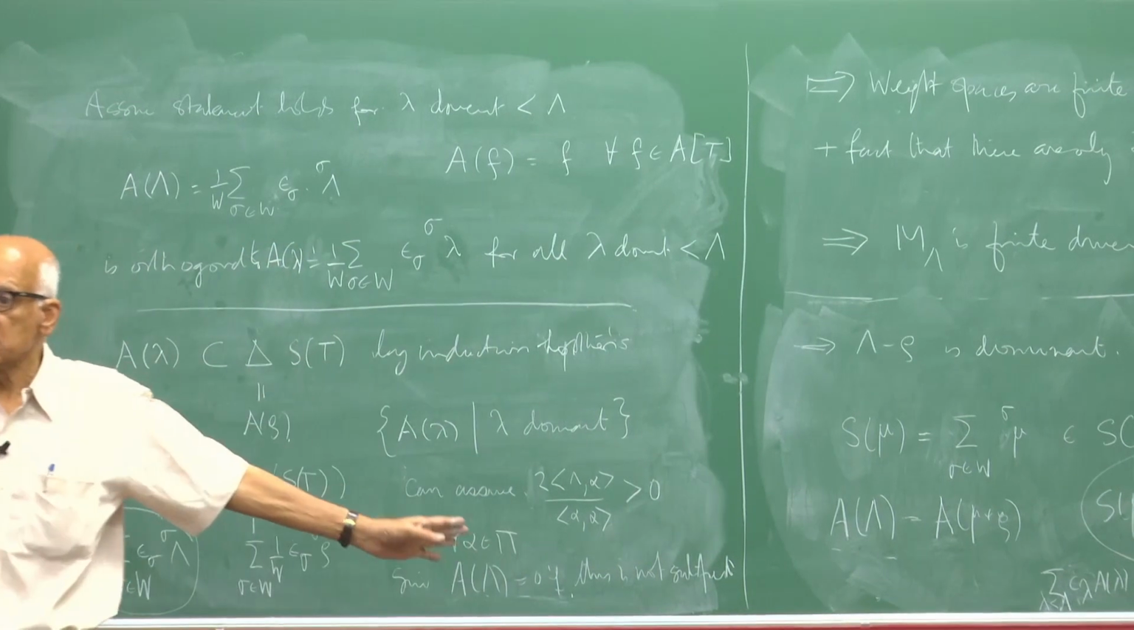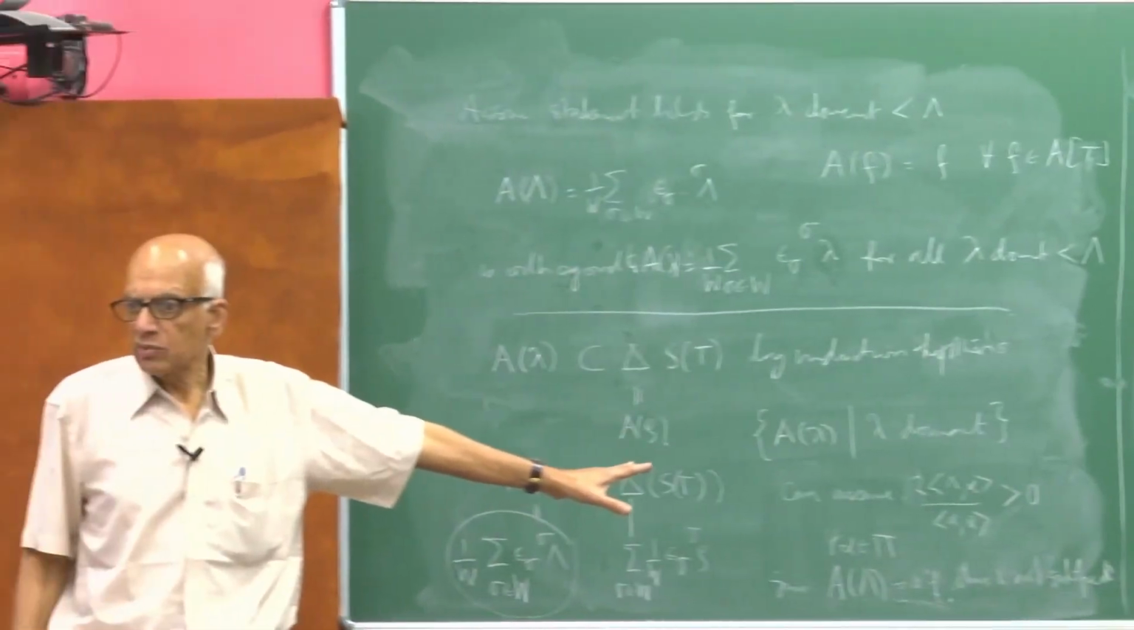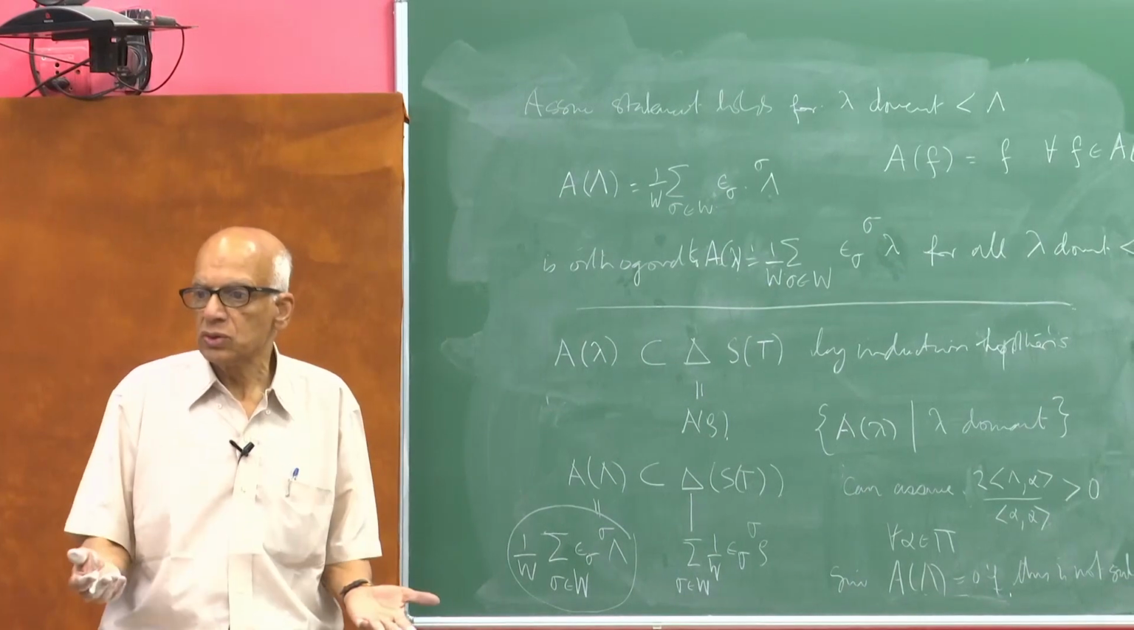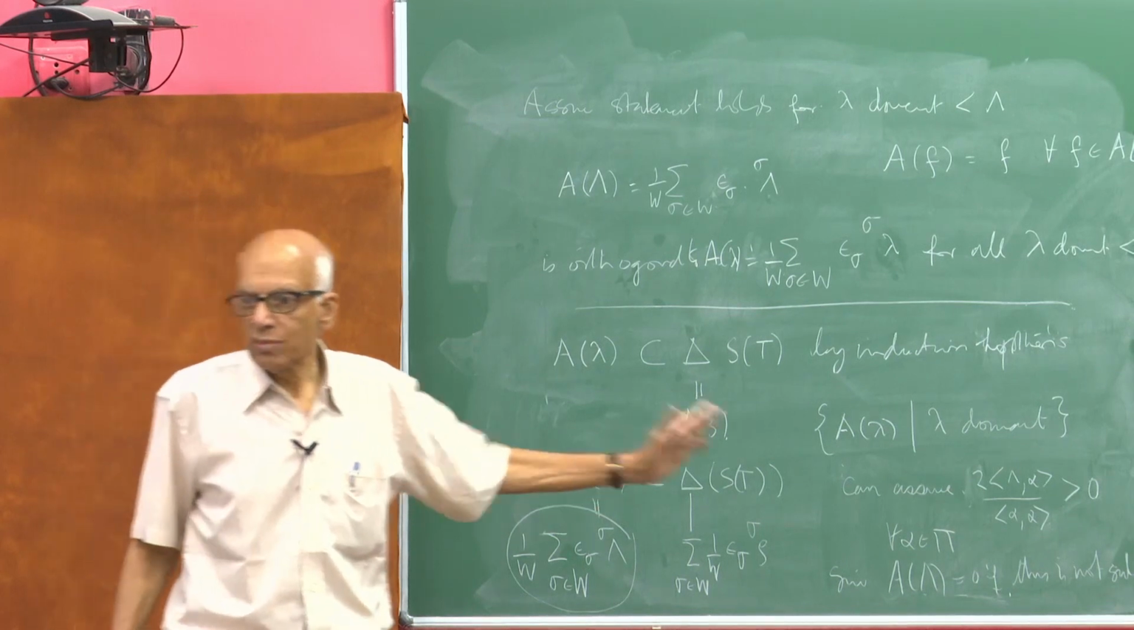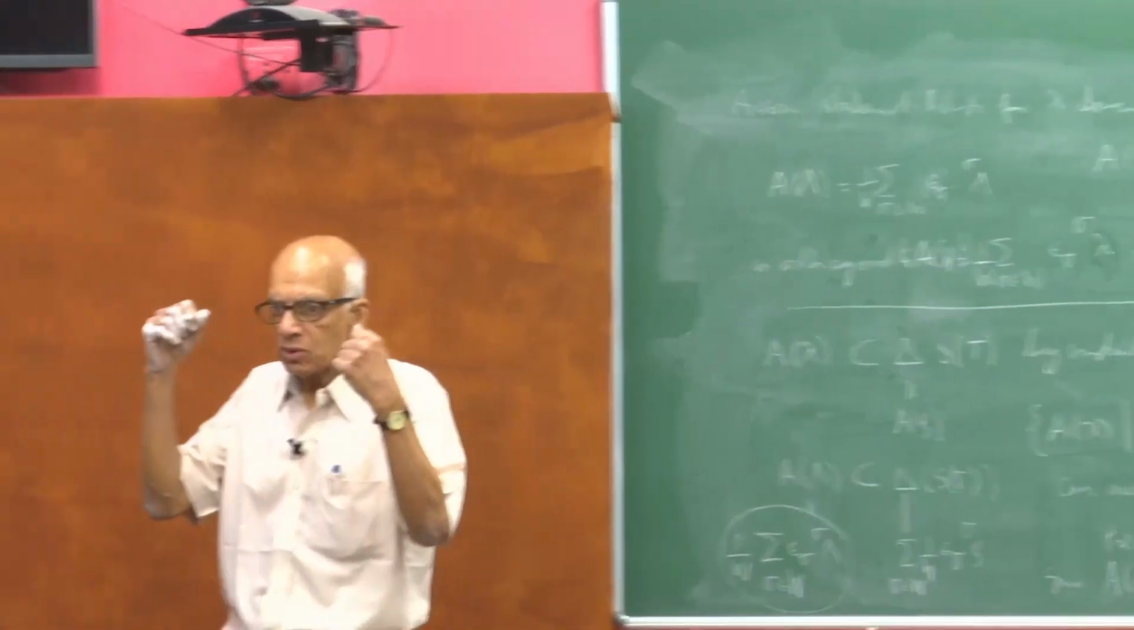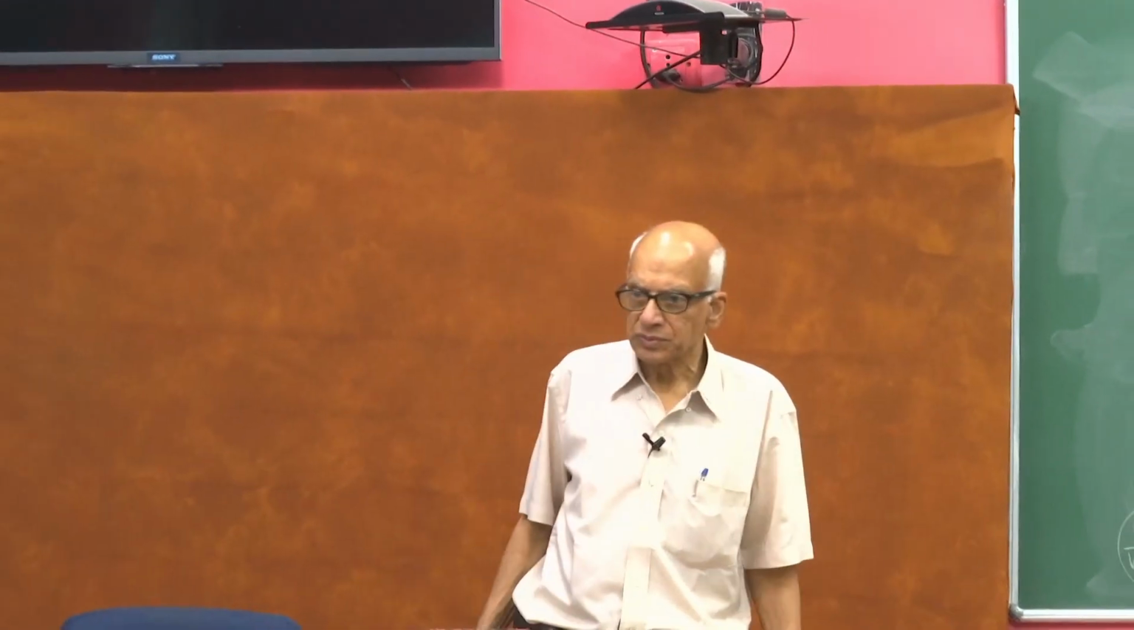Now we have shown inductively that every A lambda for lambda dominant belongs to the image. So the mapping is surjective onto alternating things. Okay.